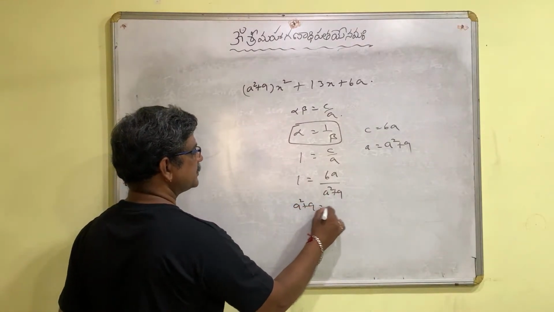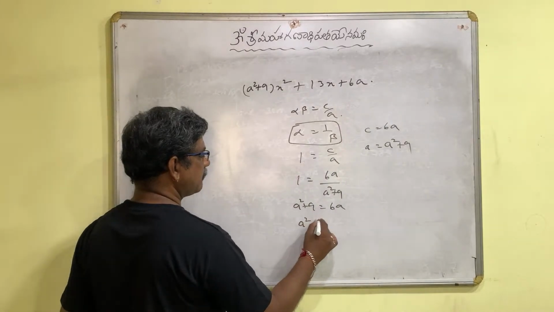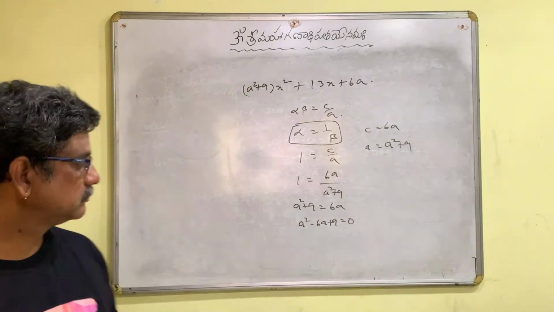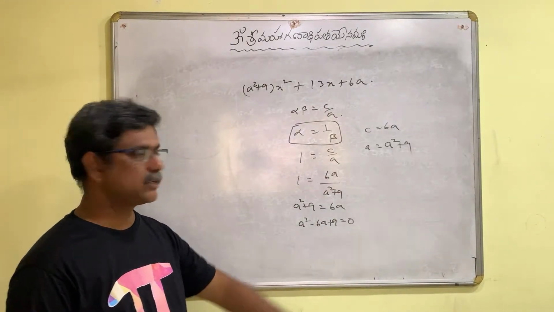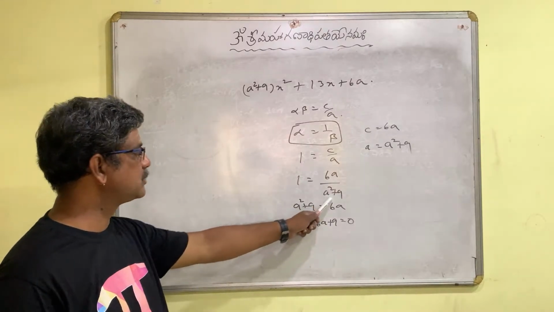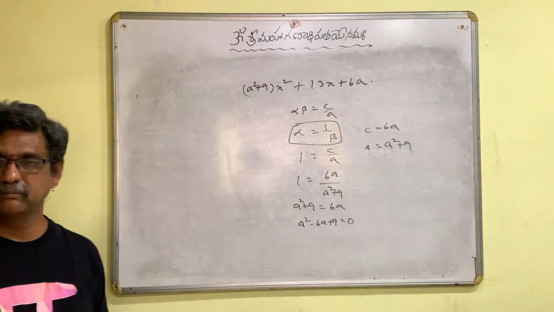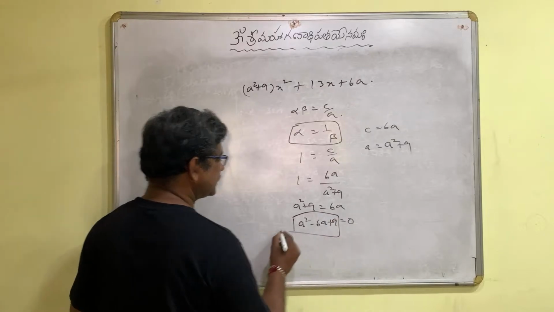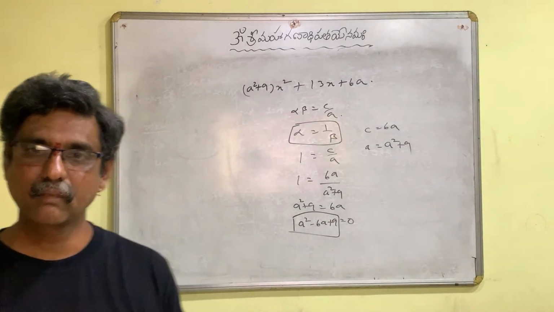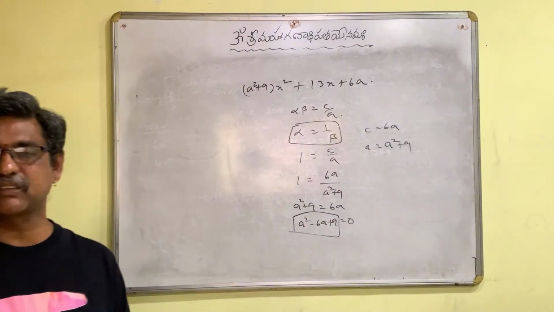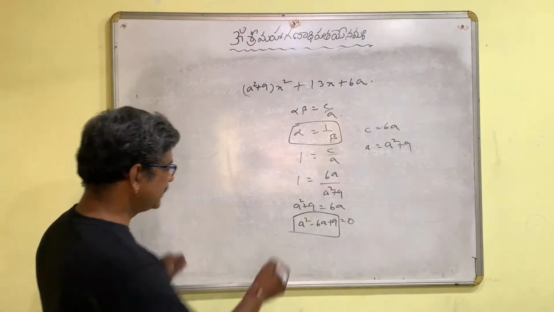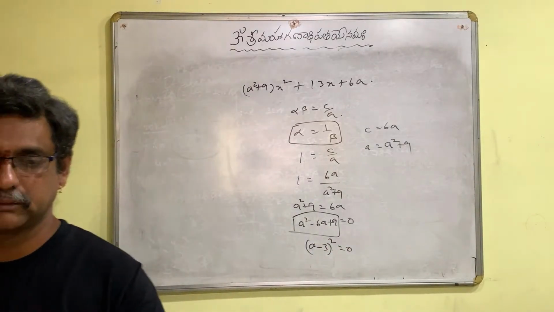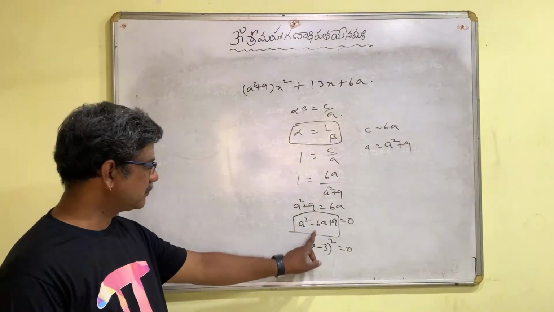A square plus 9 is equal to 6a. A square minus 6a plus 9 is equal to 0. We can move this to this side. Now children, you can observe here, this polynomial is a perfect square. We can write this as a minus 3 whole square.